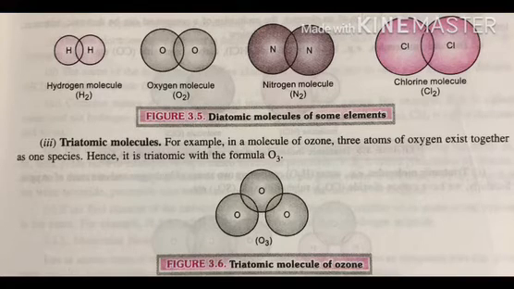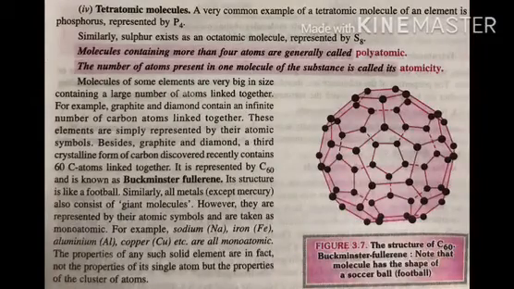Now the triatomic molecule. For example, in a molecule of ozone, three atoms of oxygen exist together as one species, hence it is triatomic with the formula O3. Tetraatomic molecule. A very common example of a tetraatomic molecule of an element is that of phosphorus, represented by P4. Similarly, sulfur exists as an octaatomic molecule represented by S8. Molecules containing more than 4 atoms are generally called polyatomic.